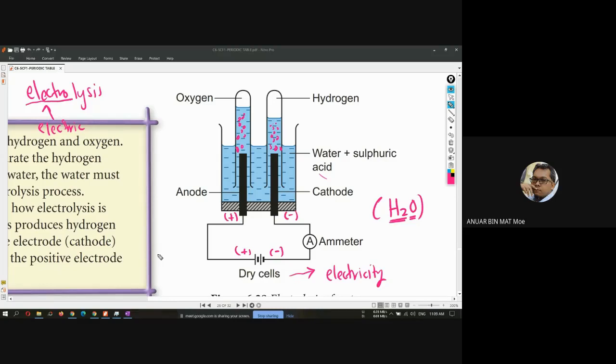So one is oxygen. The rod connecting to the positive side of the battery will produce oxygen, and the rod connecting to the negative side of the battery will produce hydrogen. Okay, we can test both oxygen and hydrogen by a very simple test. Test for oxygen and test for hydrogen, but that is later. Okay, class.